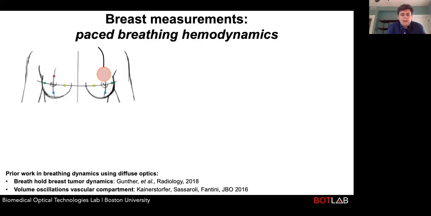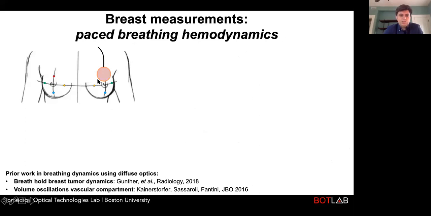But what about on the breast? So again, we need some dynamic contrast is what we're looking for. And it wasn't totally obvious what dynamic contrast is available in the breast. And we spent several months trying different contrasts. And what we've settled on currently is paced breathing hemodynamics. So what does that mean?